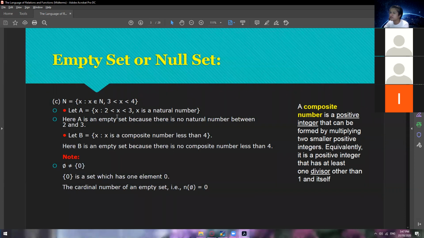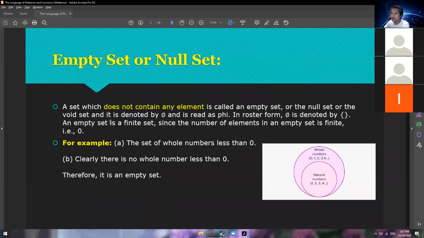Okay, so bago natin tapusin tong empty set or null set or void set, okay, so tatlo yung pangalan niya. Clear ba so far? Did you guys get the idea of an empty set or null set?